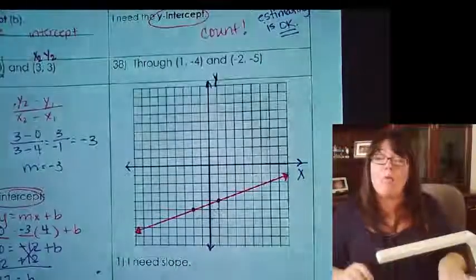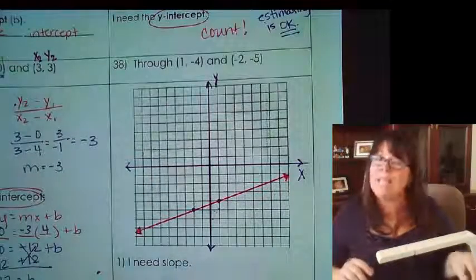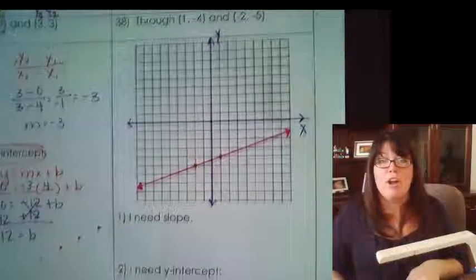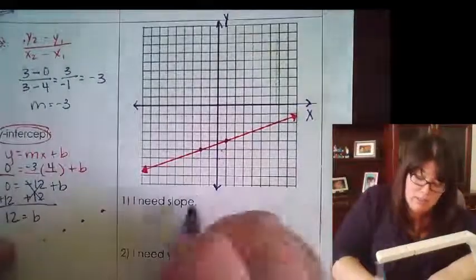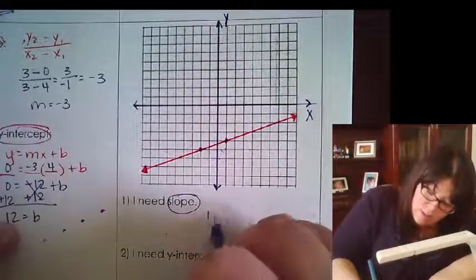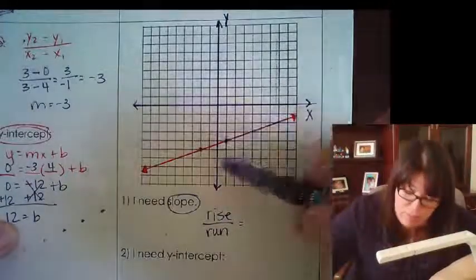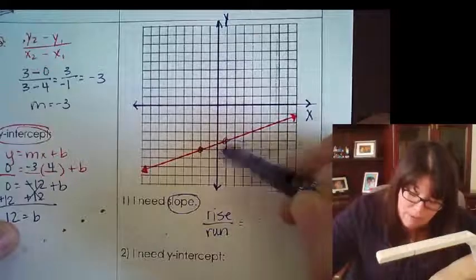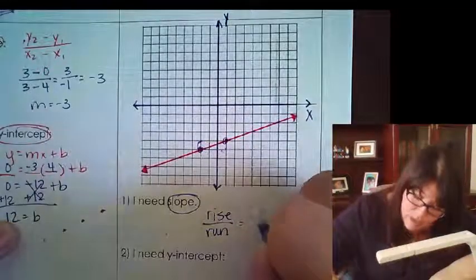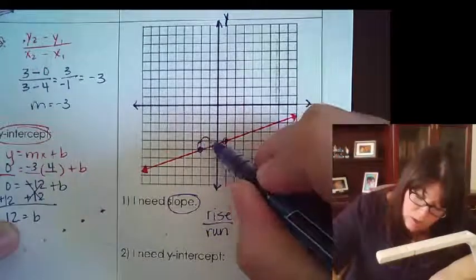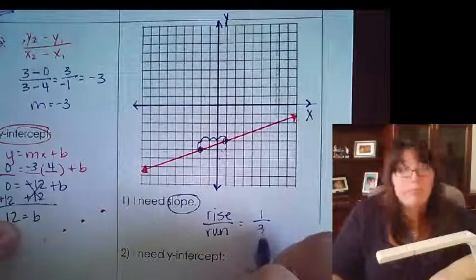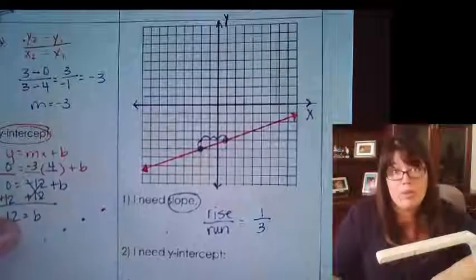Hooray. Now we can try to find the pieces of information that we need in order to write our equation. The first thing that we need is slope. Slope is just rise over run. So what is that? Well, to get from this point to this point, I'm going to have to rise 1, run 1, 2, 3. So there's my slope. Slope is 1/3. Cool.